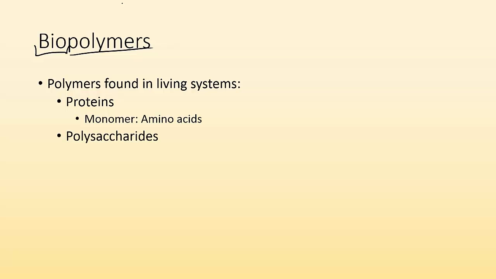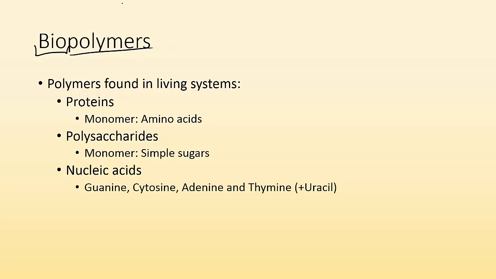We're going to talk about polysaccharides, where their monomers are simple sugars. So it's about making a polymer from sugars. And nucleic acids, which are made up of guanine, cytosine, adenine, thymine, and uracil if you're talking about RNA. And these are the things responsible for our genetic code, our DNA molecules, our chromosomes.